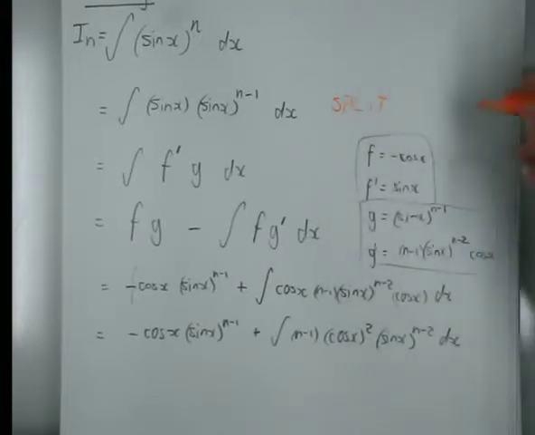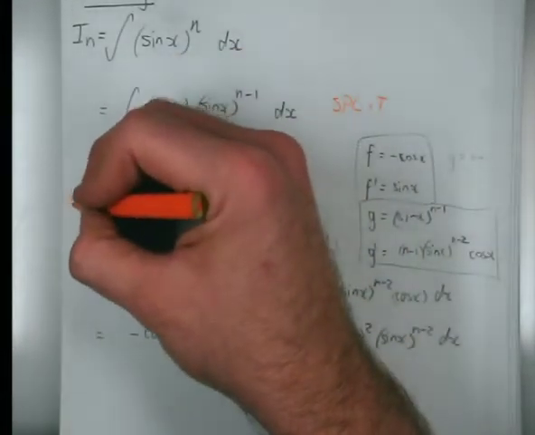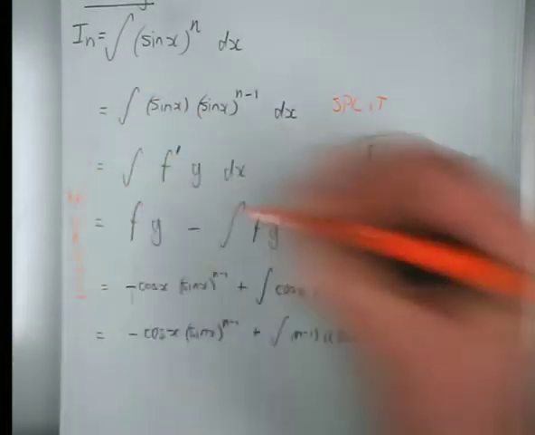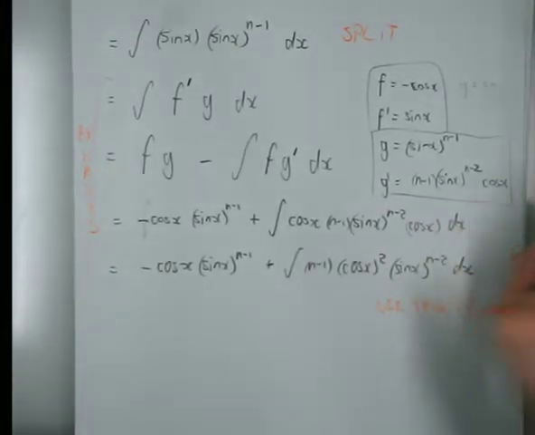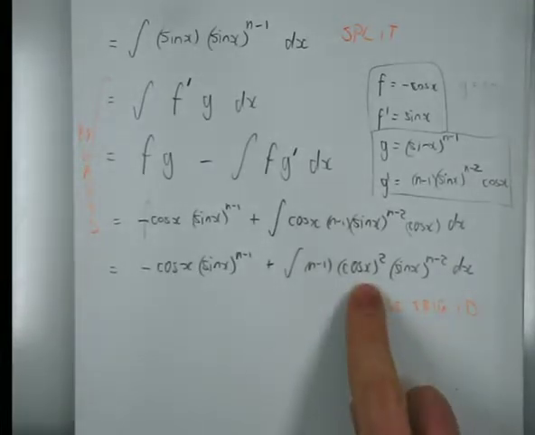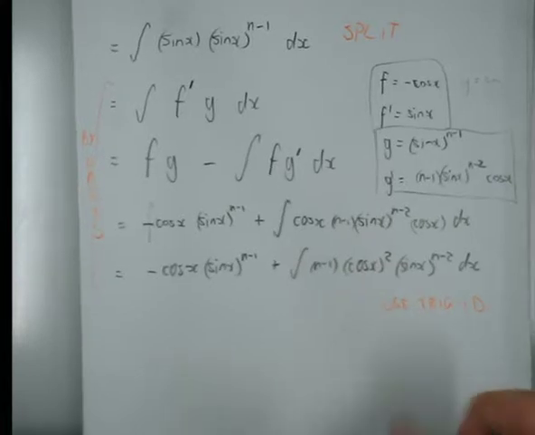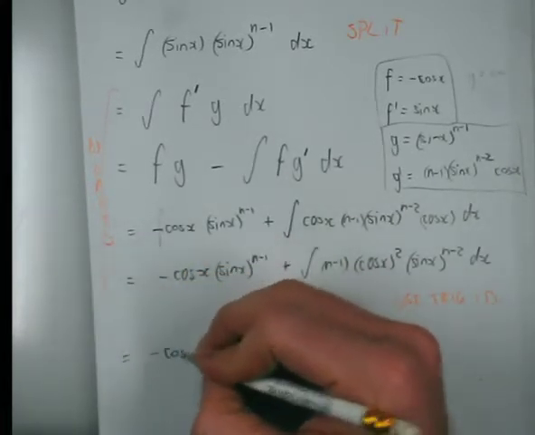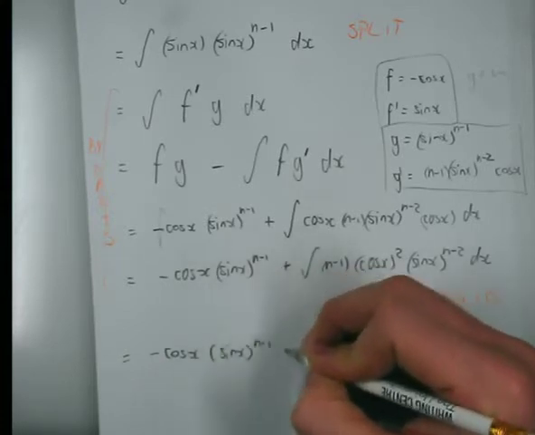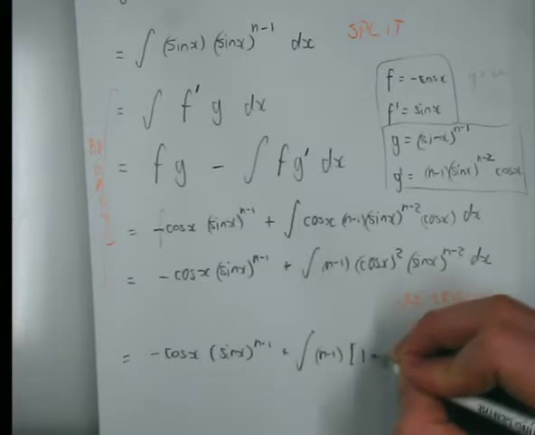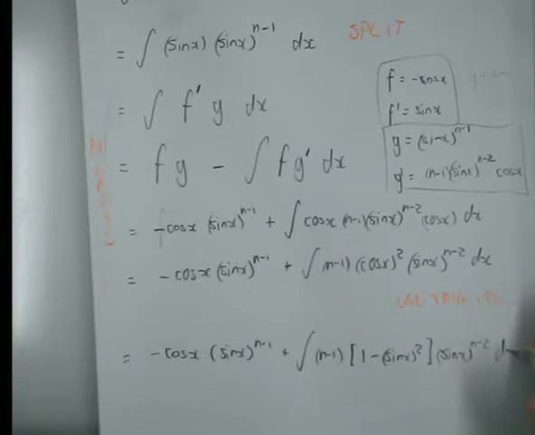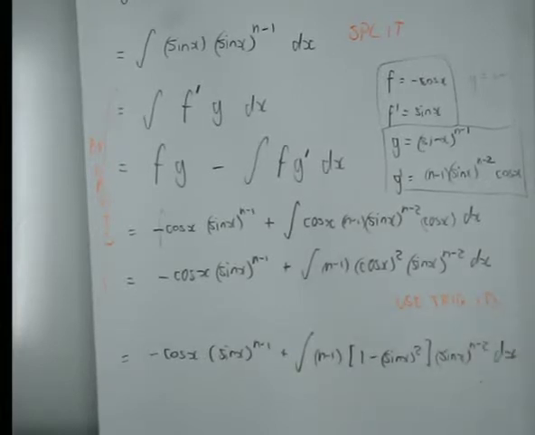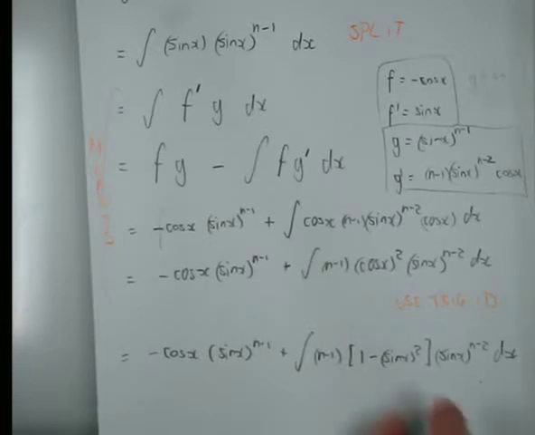So this bit here, that was my by parts. Now what I'm going to do is use a trig identity. So that cos x squared is going to be replaced with a 1 minus sine x squared. And now everything's in terms of sine, which is good because my original integral didn't have any cosines in it, so I need to somehow get rid of the cosines at some point. I'm going to expand this out.